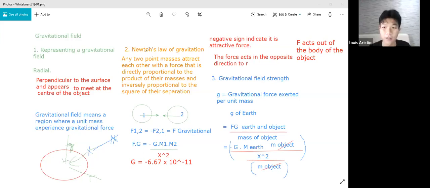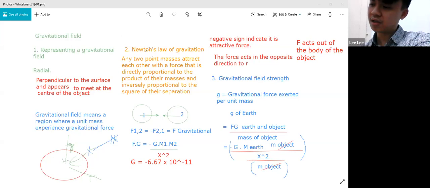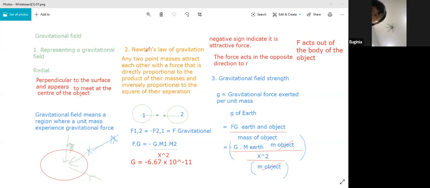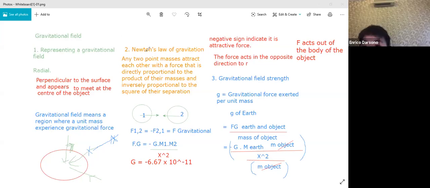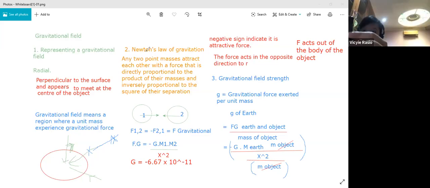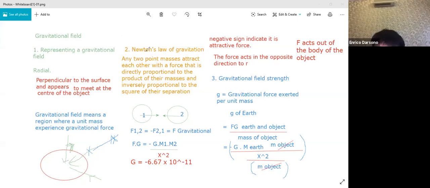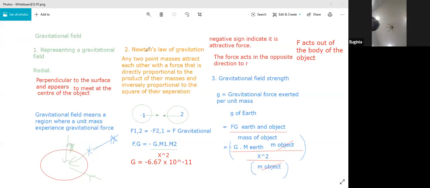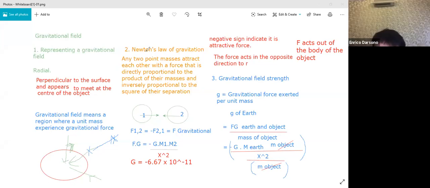Sorry, what is x squared again? x squared is the separation, the distance between these two points. So what is r, sir? What is what? r. Which r is that? The force acts in the opposite direction to r. r is like the x. Okay, sir.